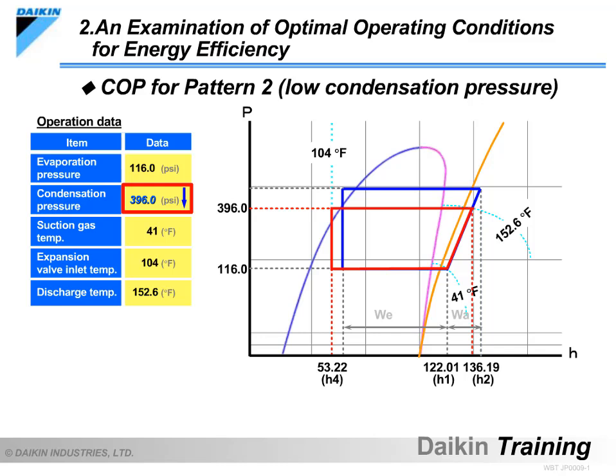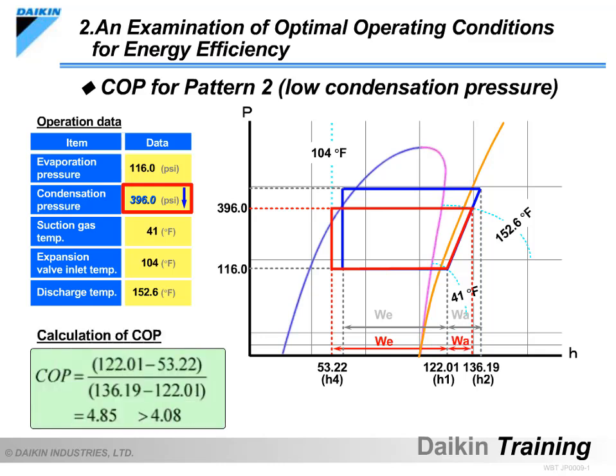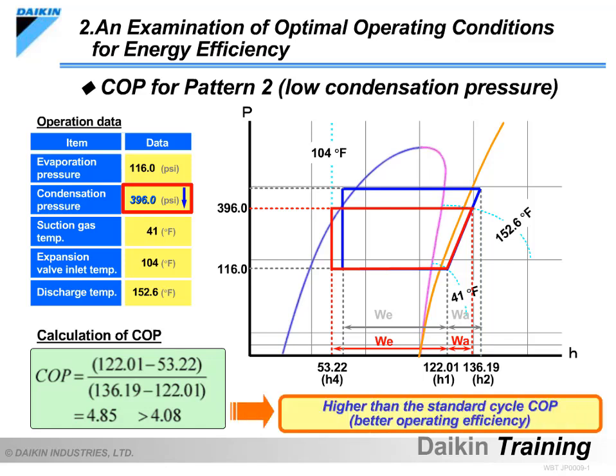If we depict the refrigeration cycle on the pH chart and compare it to the standard cycle, the refrigerating effect is larger and compression work is smaller for pattern 2, resulting in a COP of 4.85. This is 20% higher than the standard cycle COP and indicates efficient operation.